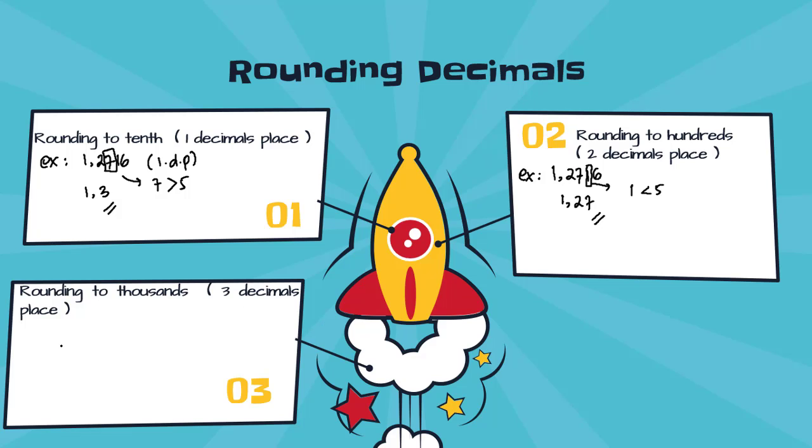The next is rounding to 1000. That means leave 3 numbers after the decimal point, or 3 decimal places or 3 dp. For example, if I have 3.141516 and I round this number to 1000, it is equal to 3.142. Look at 5. Because 5 is more than or equal to 5, we can write 3.142. Is it easy, right?